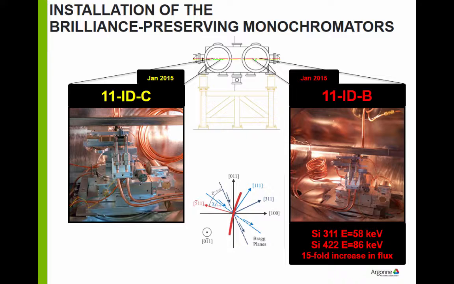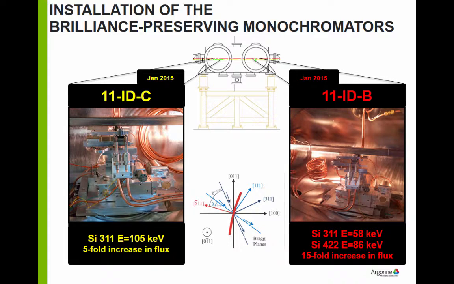We've seen a less spectacular one for the B station, a 5-fold increase. Although I think Young is a bit modest here, and I think we have more of a 7 to 8-fold increase in the flux at 105 keV, the different energy going from 115 to 105 due to the shift in the angle.